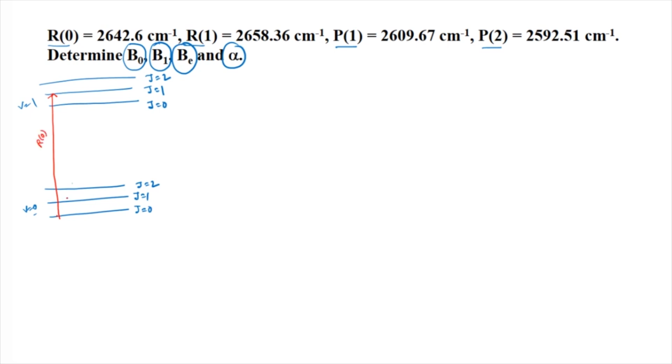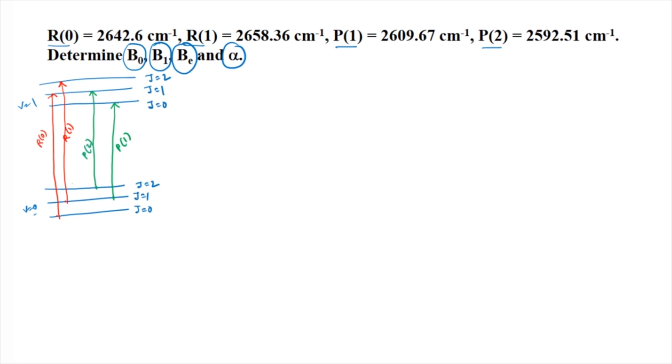Now, R 1 starts at J equals 1, V equals 0 and ends at J equals 2, V equals 1. So, this is my R 1. Similarly, if we try to draw P 1, it starts from J equals 1, V equals 0, ends at J equals 0, V equals 1. So, this is my P 1 and also P 2 starts from J equals 2, V equals 0 and ends at J equals 1, V equals 1. So, this is my P 2.